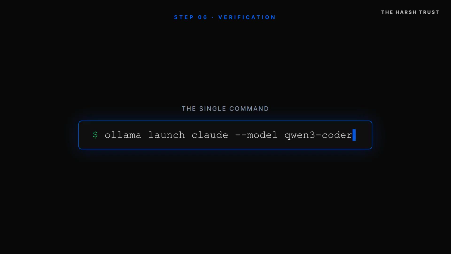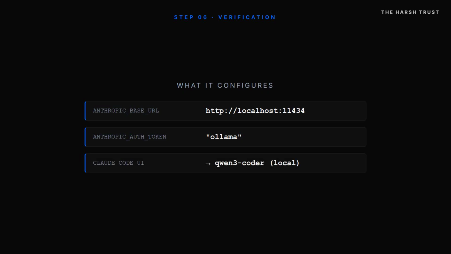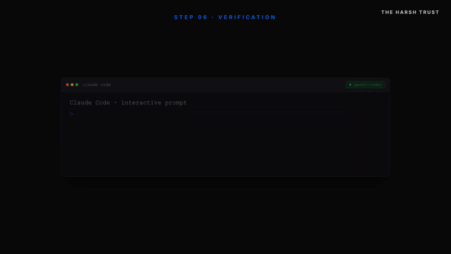Verification. The single command that proves everything works. ollama launch claude --model qwen3-coder. This is Ollama's built-in integration. It sets the Anthropic base URL to localhost 11434, sets the auth token to the literal string ollama, and starts the Claude Code terminal UI pointed at your local model. You should see Claude Code's interactive prompt with the model name in the status bar. Type hello, press enter, and wait.